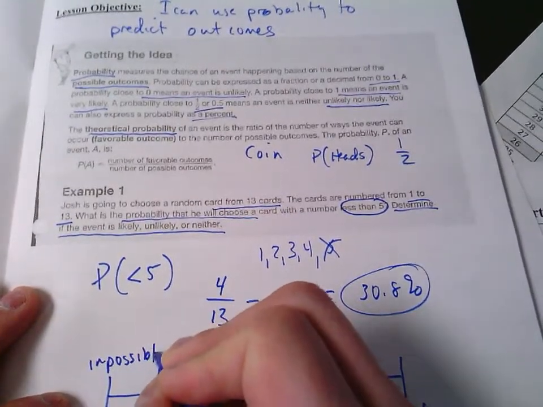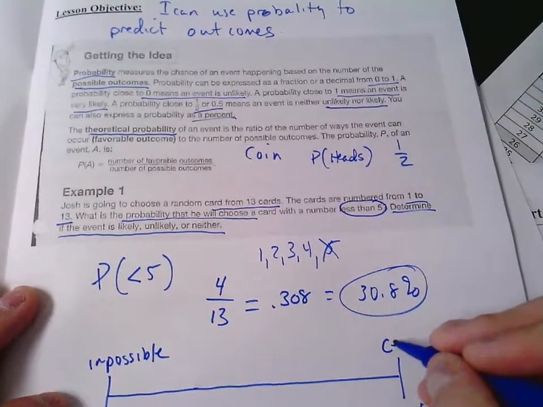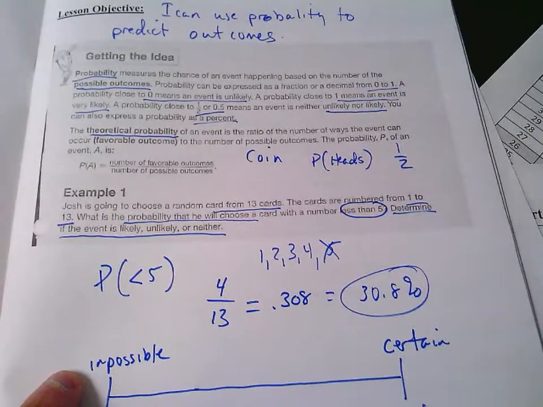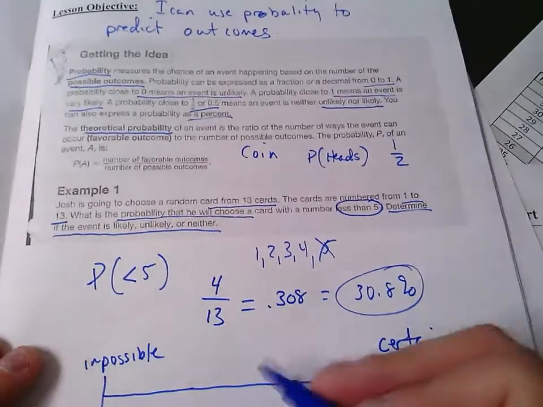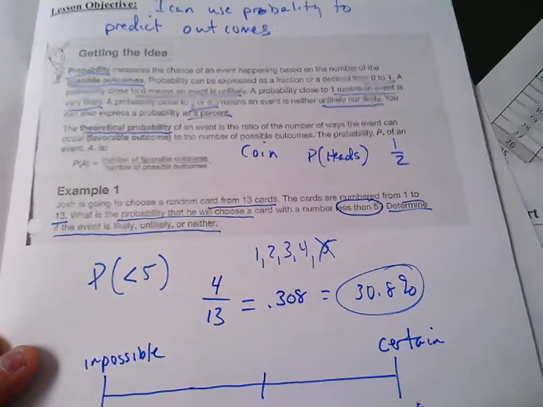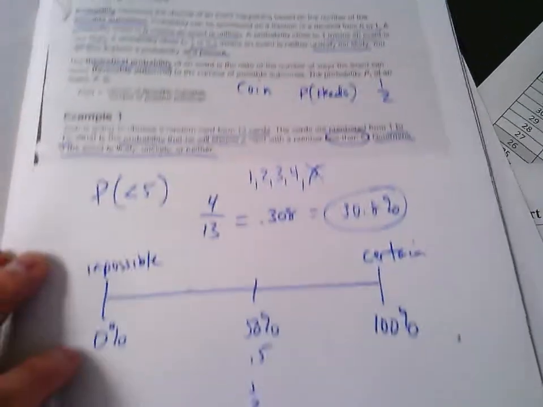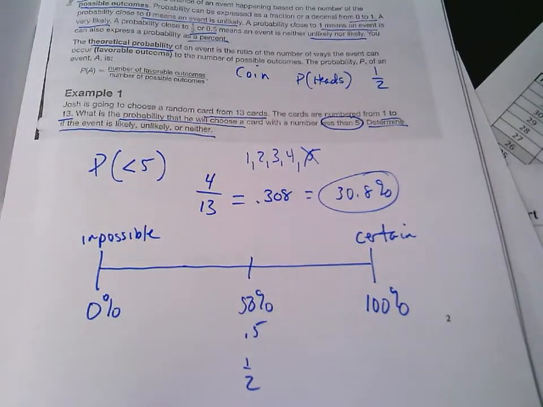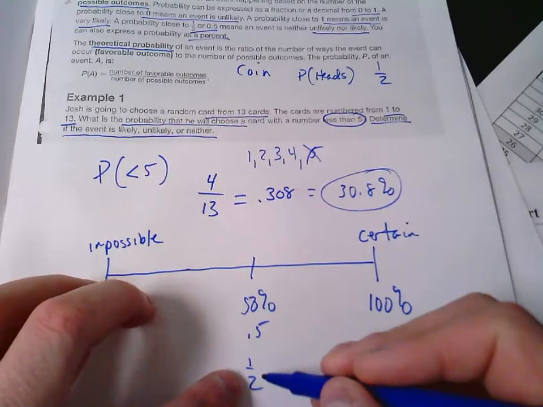Okay, and we call this a certain event. Okay, impossible means it won't happen. Certain. Okay, and then you've got your 50% in the middle, which is the same as 0.5 or 1/2. Move this down so you can see. All right, and I like to talk about probability in percents, but there are times where you're going to have to be able to recognize it as a fraction and as a decimal.